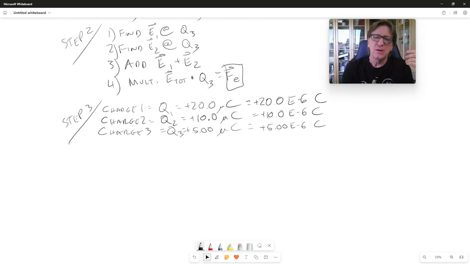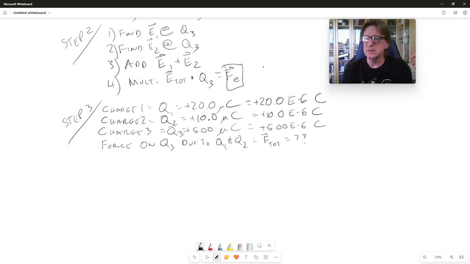So what I want to find then is the force on Q3 due to Q1 and Q2. And let's call that F total. Give us a nice symbol, F total. And I don't know what that is, so that is going to be double question marks. And the units of that are newtons.